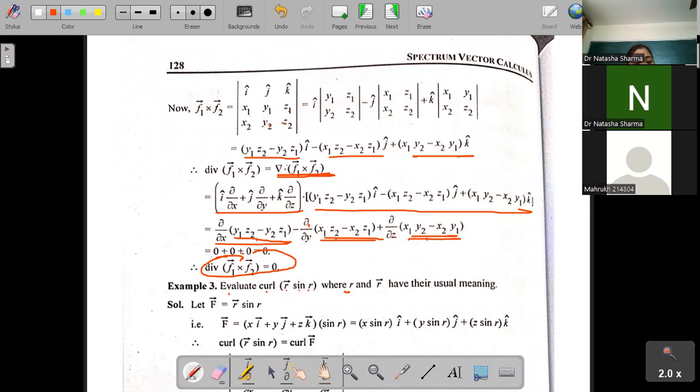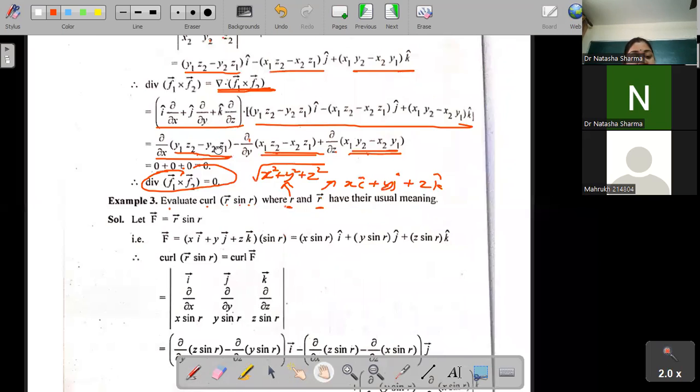Now next is evaluate curl of r sin r. Right? Where r and r vector have their usual meaning. So here r vector is nothing but xi cap, yj cap, zk cap, and r is nothing but the magnitude. So r is nothing but under root of x square plus y square plus z square. Is it fine?